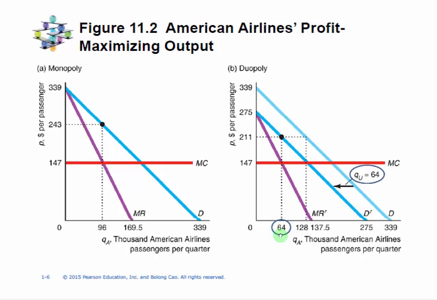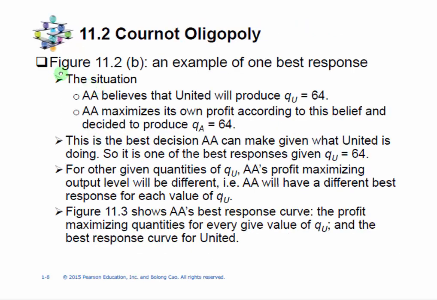Then we put American Airlines' 64 units and United's 64 units back together into the total market demand curve, 339 minus P, and we get the market price of $211. What we are looking at in figure 11.2b is one example of one best response.